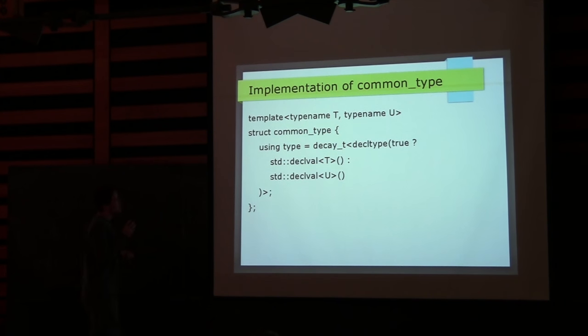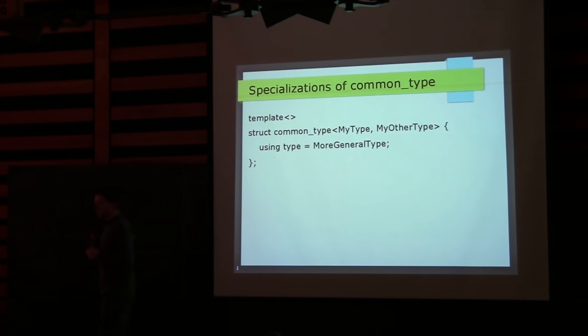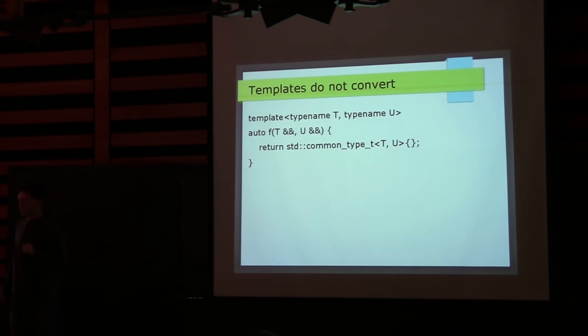But the problem with this definition here is that when I specialize common type, I'd say something like this. Struct common type, I have my type and my other type, and their common type is some more general type. My specialization of common type, you have to remember, templates do exact matches. They don't convert. So let's say we have this function here, and let's say T and U are my types. If I pass an R value to this function, it'll work as expected, because T and U will be deduced as exactly my type. If I pass an L value, however, it won't do what I expect.